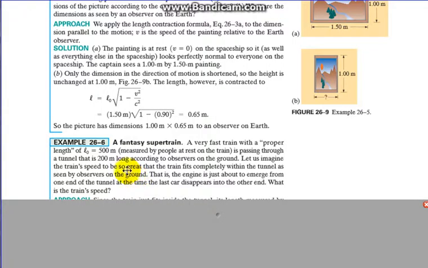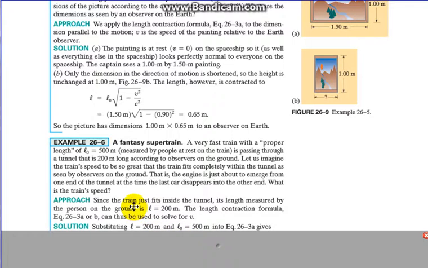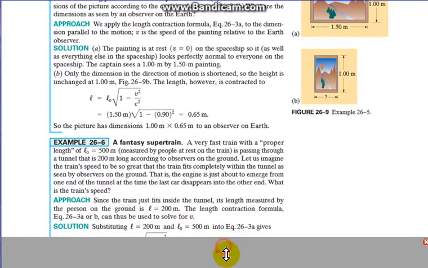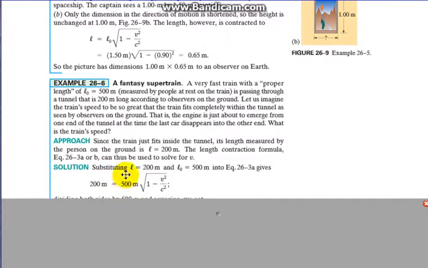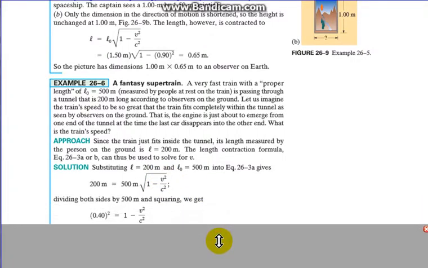So here, the train itself is contracting such that it fits in the tunnel. As wacky as that sounds, it can happen if the train is going fast enough. Since the train just fits inside the tunnel, its length measured by the person on the ground has to be 200. So the train we know is 500, but we need it to shrink down to 200. Of course we look at the length contraction formula. This time the train's proper length is 500, and we want to shrink it down to 200. So all we have to do with this equation is solve for v squared.